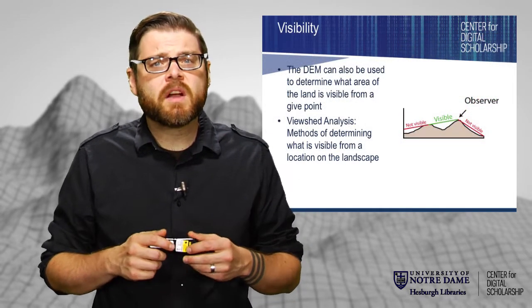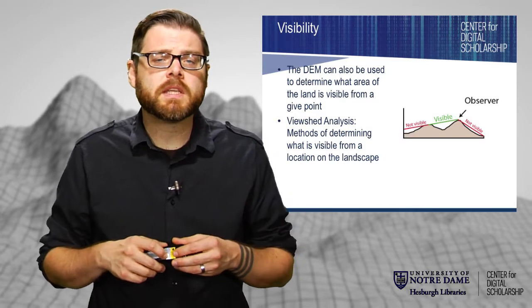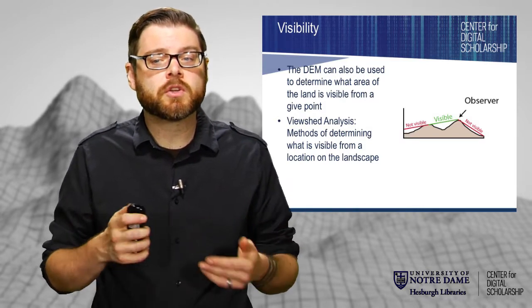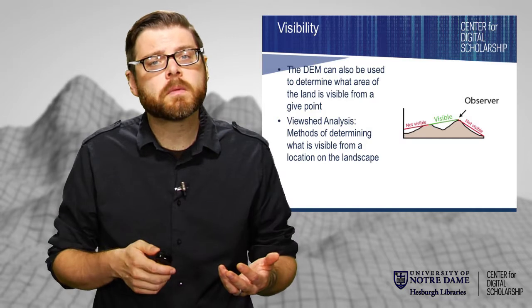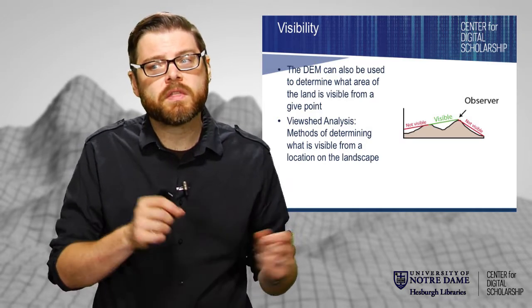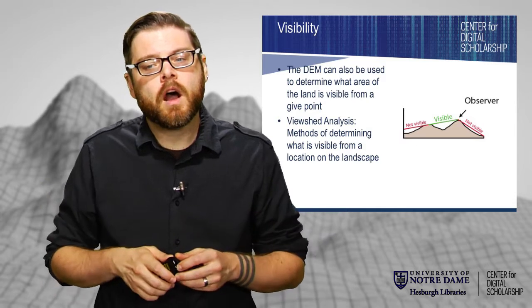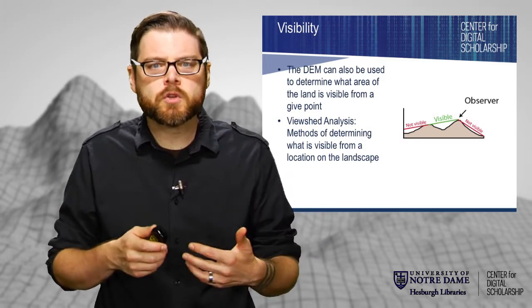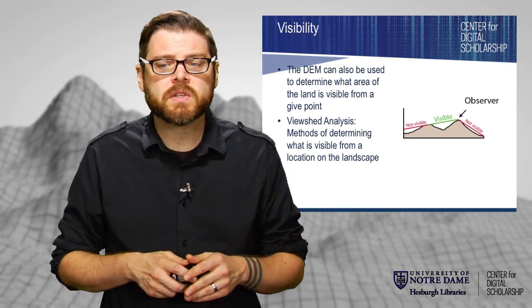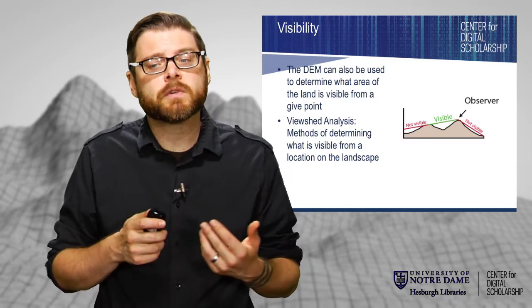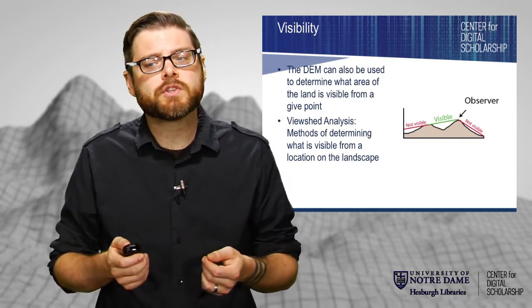Now, something else we can calculate is visibility. The DEM can be used to determine what area of land is visible from a particular point, or whether we could see one thing from another across the entirety of our image. This is subsumed into a field called viewshed analysis, which is basically a lot of methods for determining what's visible from any given location on the landscape.